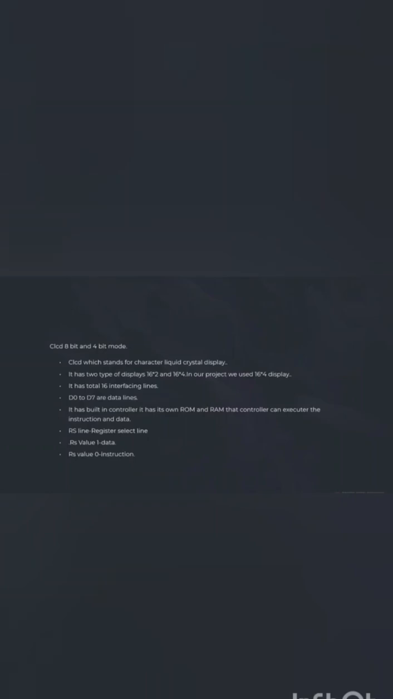The CLCD has an 8-bit mode and a 4-bit mode. It mainly displays 16 by 2 and 16 by 4 modes. In our project, we commonly use the 16 by 4 display. It has a total of 16 interfacing lines, in which D0 to D7 are data lines. It has a built-in controller and its own ROM and RAM so that the controller can be executed.